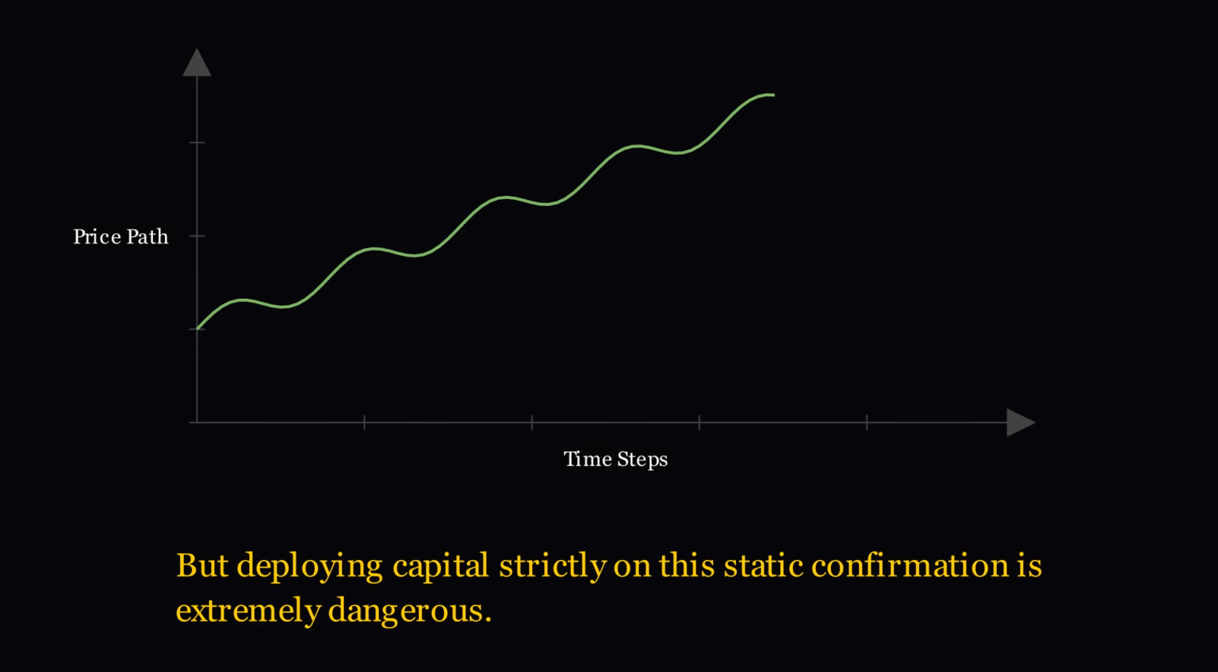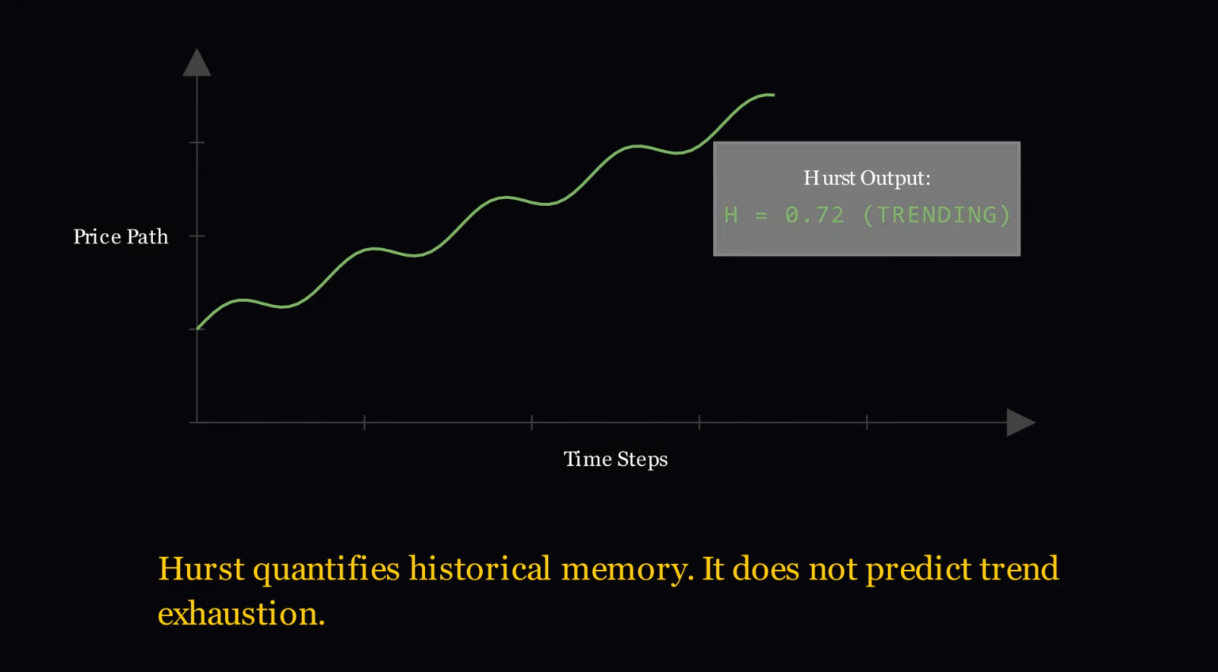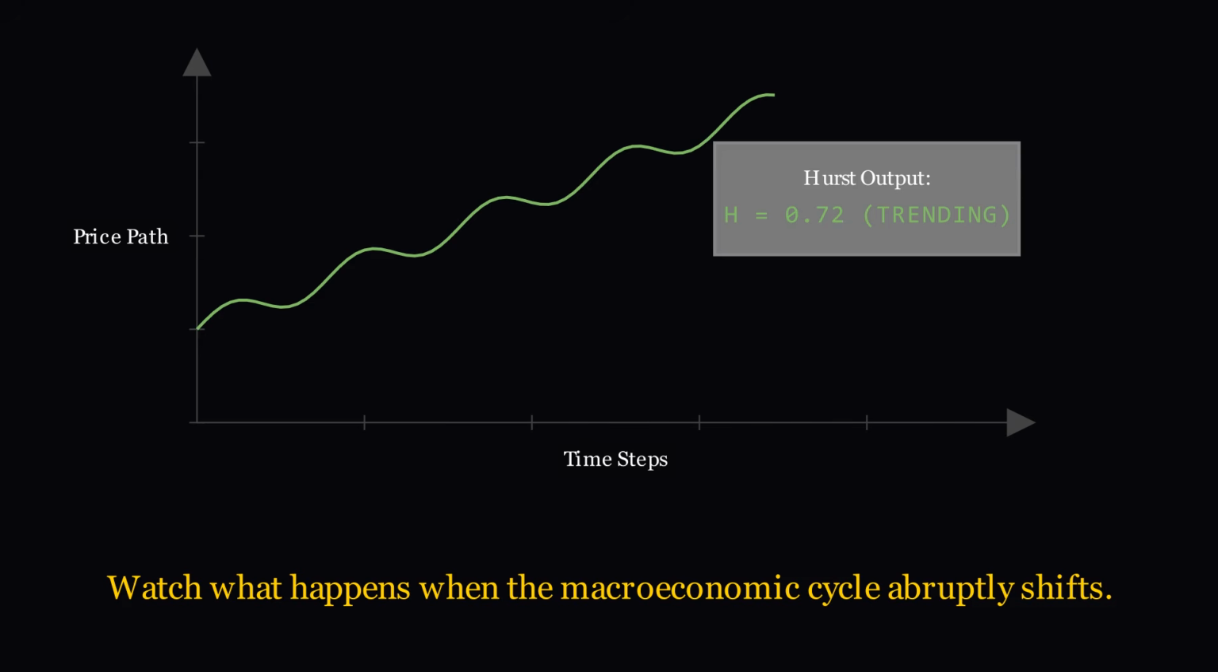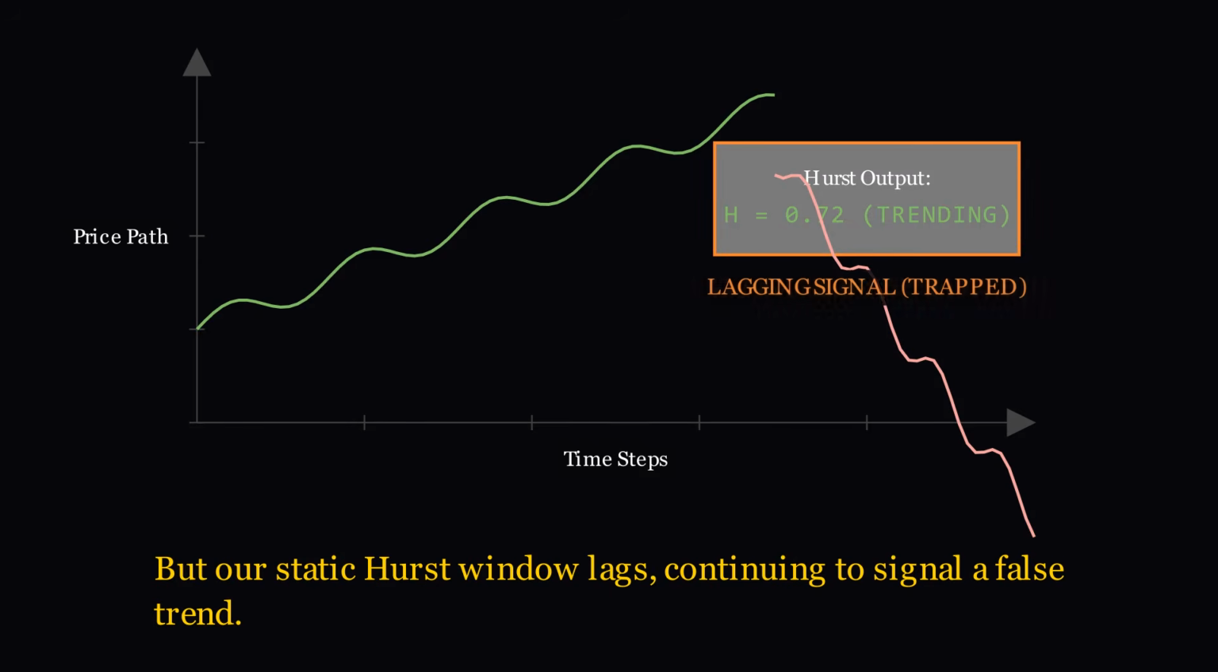But deploying capital strictly on this static confirmation is extremely dangerous. Hurst quantifies historical memory. It does not predict trend exhaustion. Watch what happens when the macroeconomic cycle abruptly shifts. The price violently reverses into a mean-reverting crash. But our static Hurst window lags, continuing to signal a false trend.